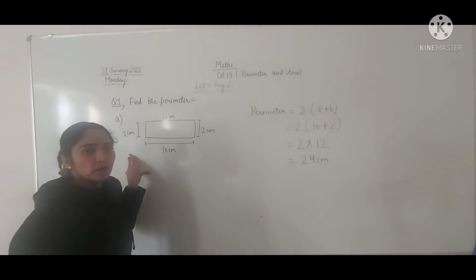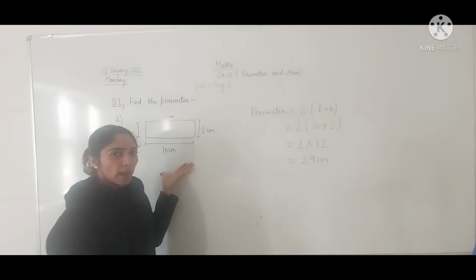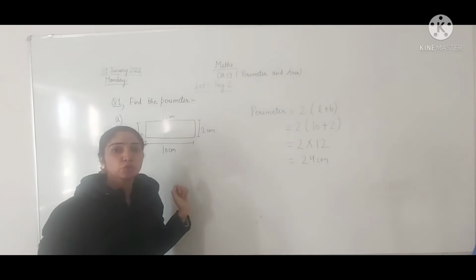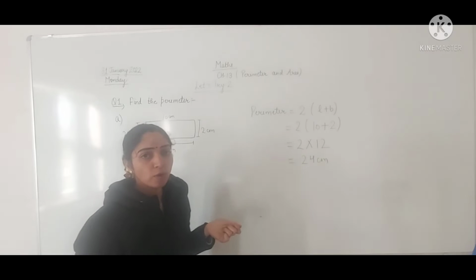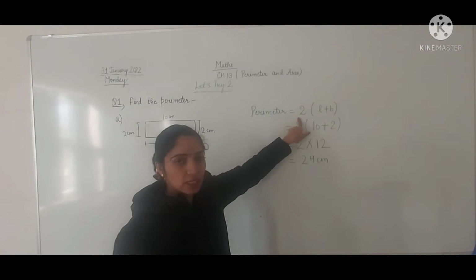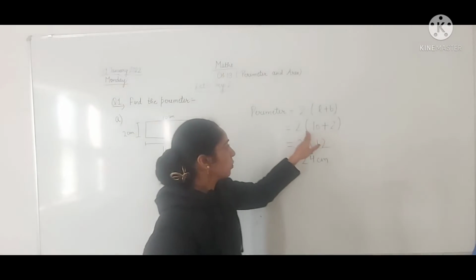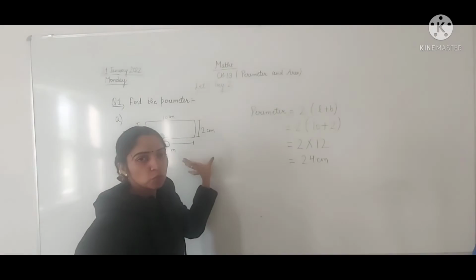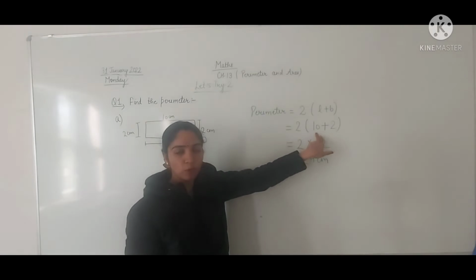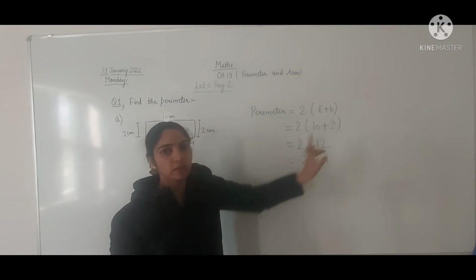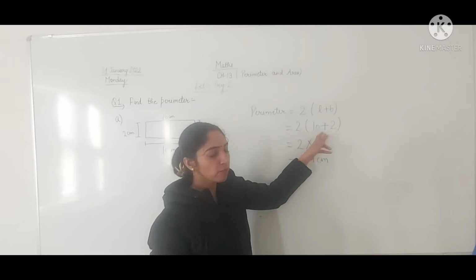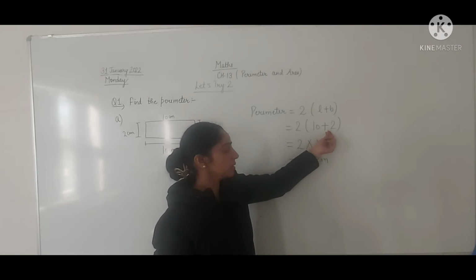So first, its A part is a rectangular figure and we have been given its length and breadth. Its length is 10 centimeter and its breadth is 2 centimeter. You know the formula for the perimeter of a rectangle: 2 multiply length plus breadth. We put the values of length and breadth in the formula. So after putting in these values, we will get 2 multiply 10 plus 2.